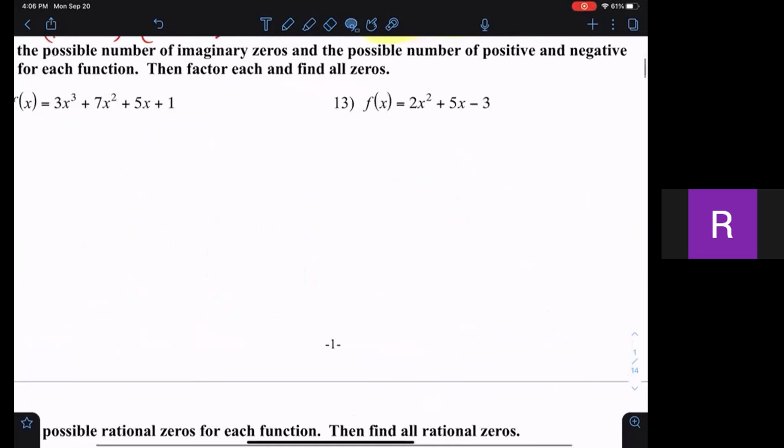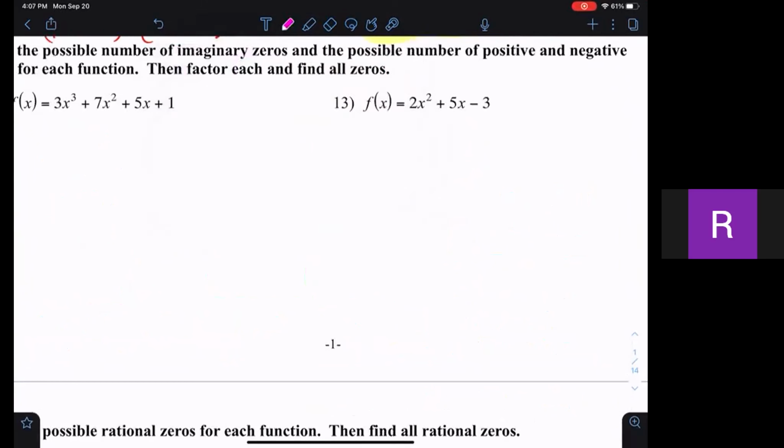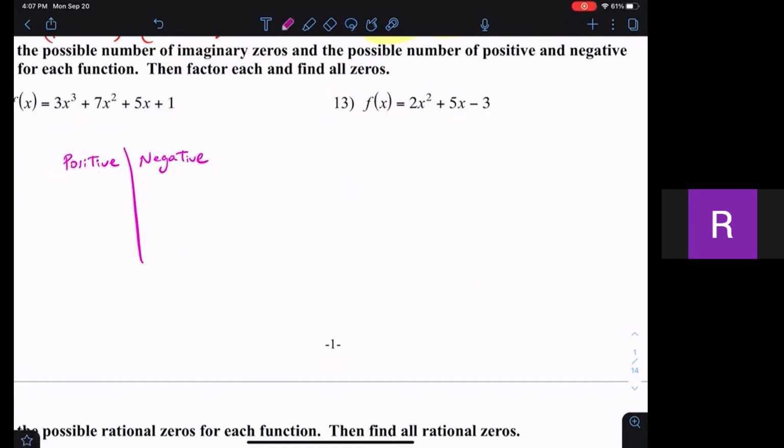So here it's the same story, right? Let's see what happens. By the Descartes rule of signs, we have positive, negative, positive, negative. Let me put that here so we can save the space. So negative, positive, negative, and imaginary and total.